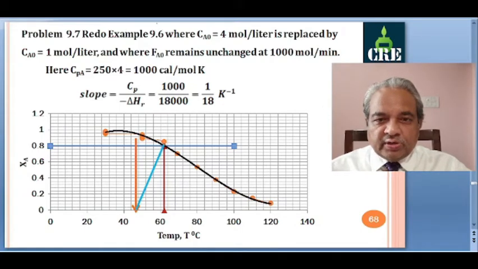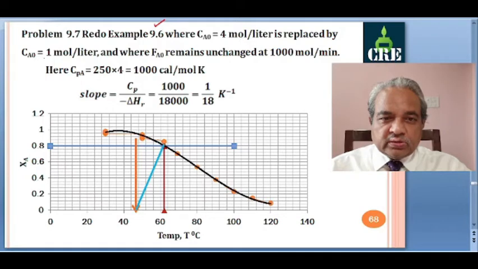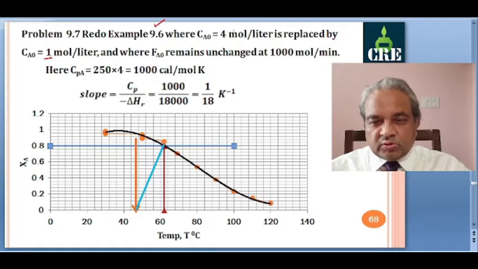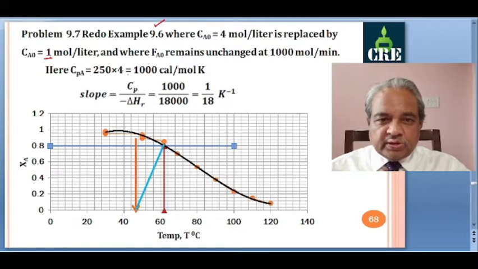Problem 9.7 is based on this example which we have seen just now, 9.6. CA0 was 4, now it is replaced, CA0 is equal to 1. So only one change, that rates will be same. You will take same as given in the charts. You will not multiply it by 4, because originally we have multiplied by 4 in the previous example. FA0 remains unchanged. Now here CPA will be 1000.